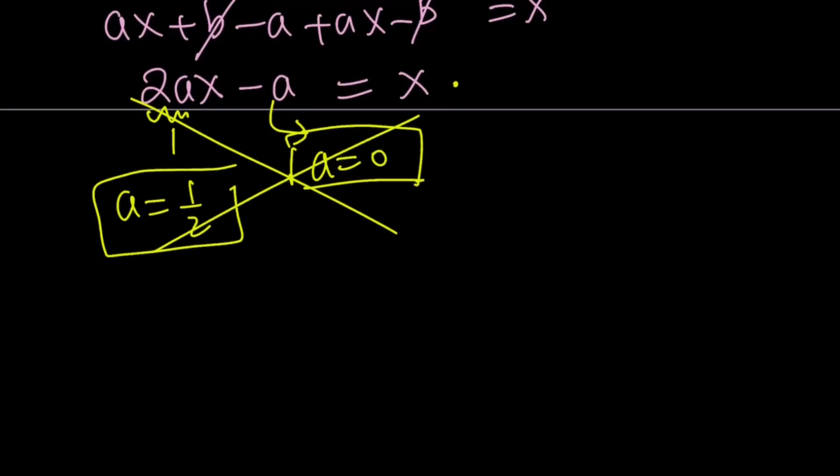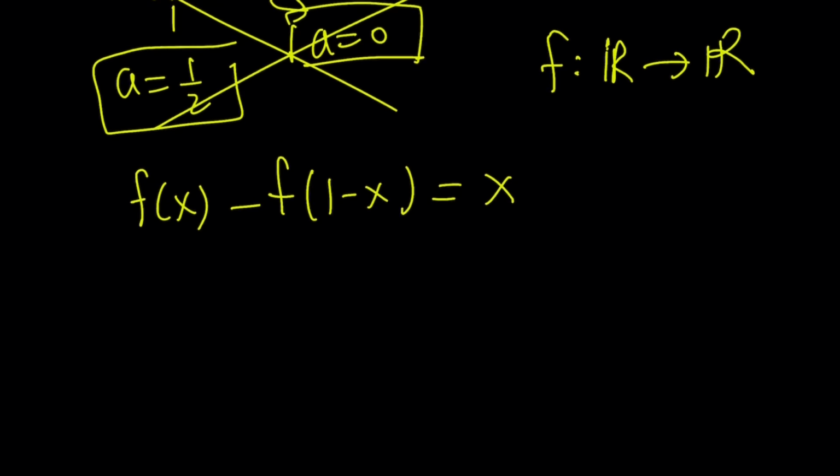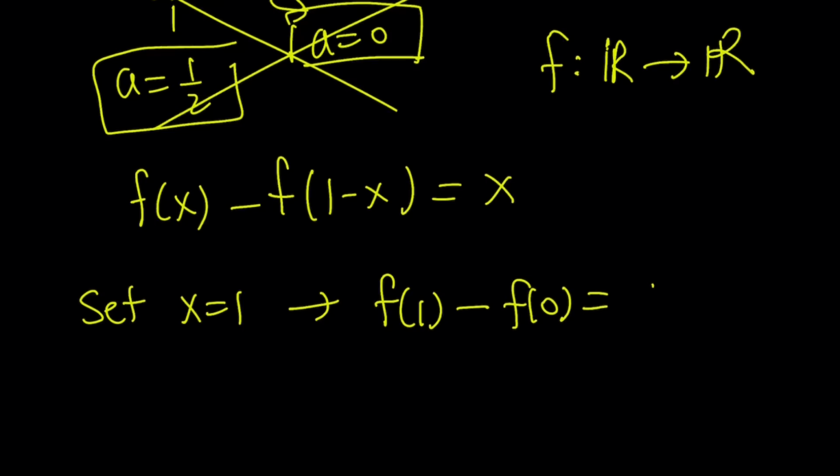Why? Let me explain. Okay, so let me rewrite the equation. f of x minus f of 1 minus x equals x. And by the way, I forgot to say, f is defined from real numbers to real numbers. So that allows you to use any x value you want. You have that freedom. Now, why did I say there are no solutions? Suppose, since this equation is satisfied for all real numbers, we set x equals 1. What happens if you set x equals 1? You just substitute everywhere. And be careful, because if you substitute x in one place, you have to do it everywhere. So this is going to be f of 1 minus f of 0 equals x, which is 1.